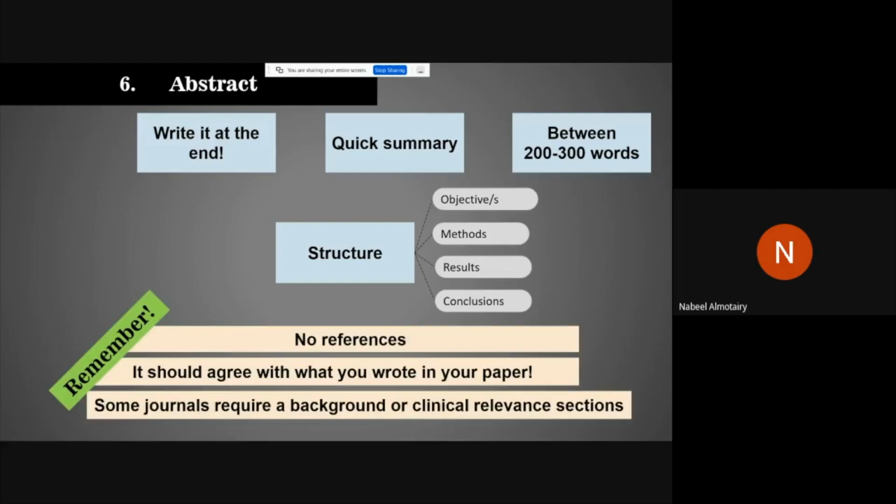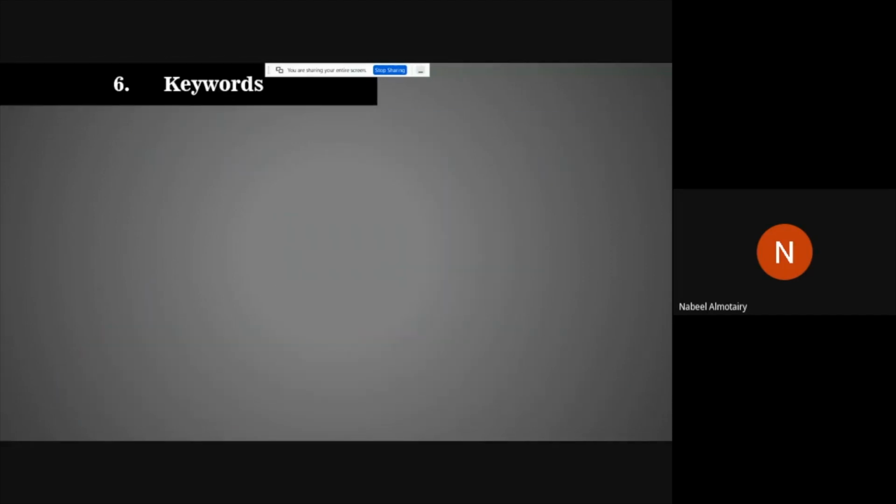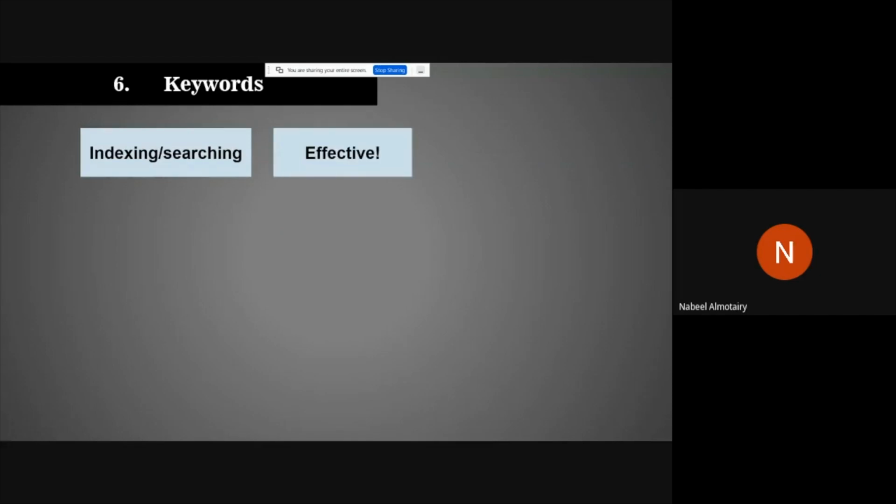And it's important to remember that there are no references in the abstract, and it should agree with what you have written in the paper. That's really important. And some journals require a background or clinical relevance section in the abstract. Now, this is really important: the keywords. Sometimes they are forgotten. The importance of keywords is that they make your article more accessible and easily found by other researchers. And they should be effective, and they should reflect the paper content.